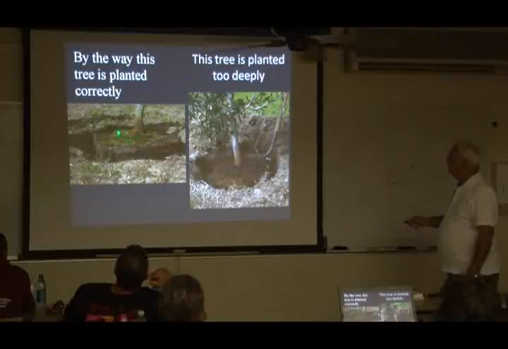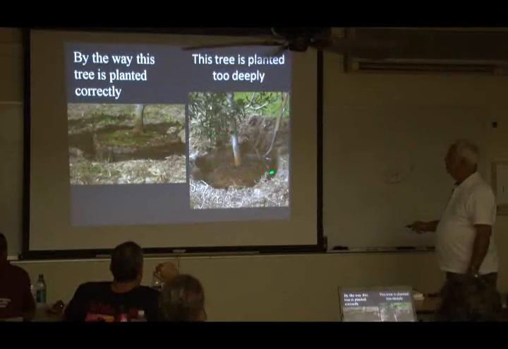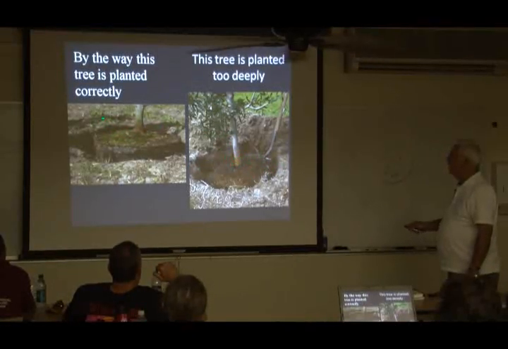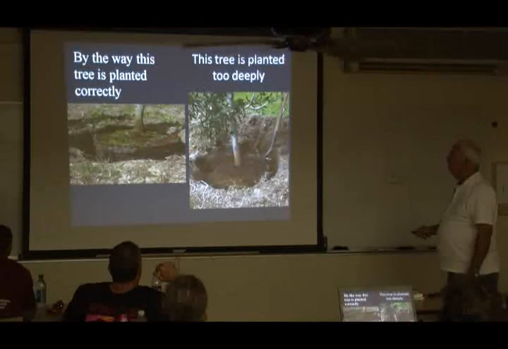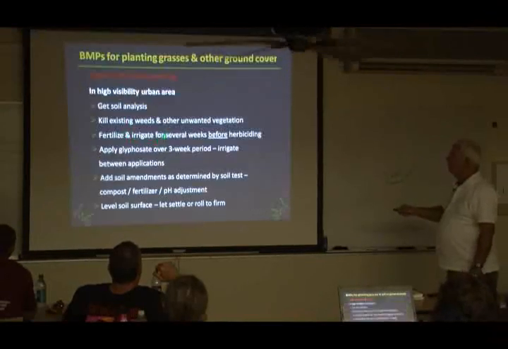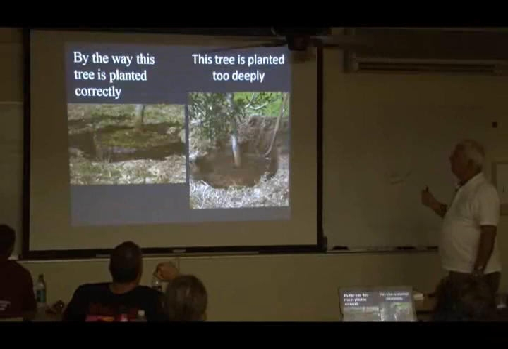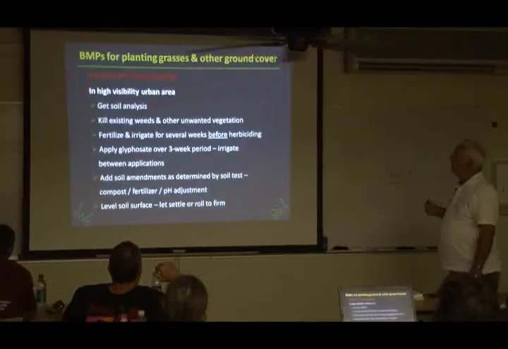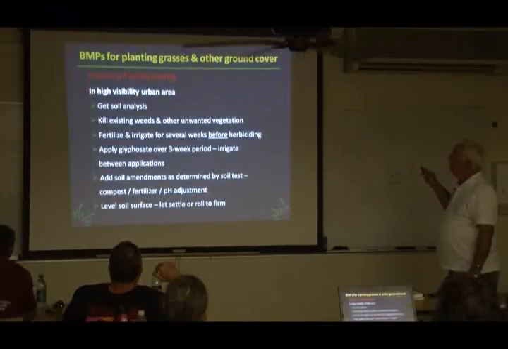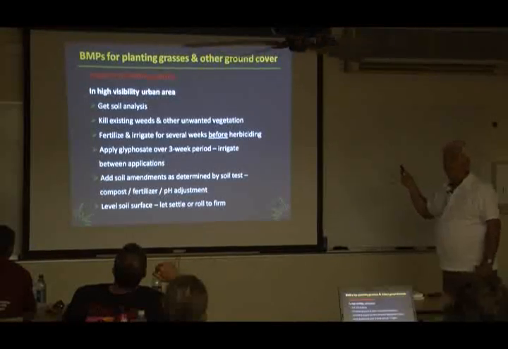This is the tree planted correctly. This is one planted too deep. Again, three or four inches, you're going to get soil filling in around here, rotting the thing. This is actually a little bit above the level. That's the correct. Soil flare is there visibly. That's good. Okay, next.